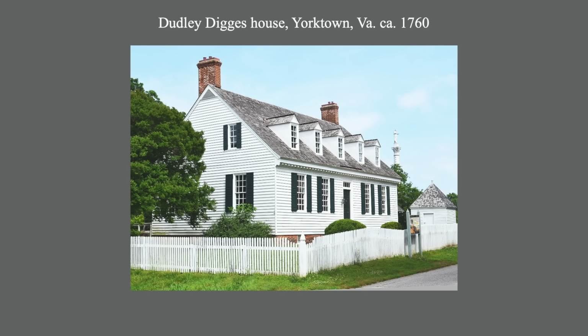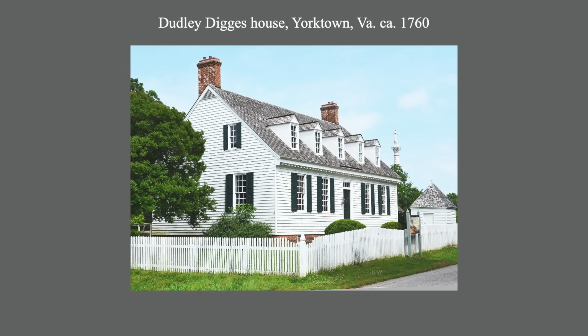Typical is the 1760 Dudley Diggs House in Yorktown, Virginia, a classic example of colonial American architecture. Now, by colonial, I'm defining it as the period extending from 1607 until 1781, when we rid ourselves of our last vestige of British authority with the American victory at Yorktown. But we can stretch it a few years.